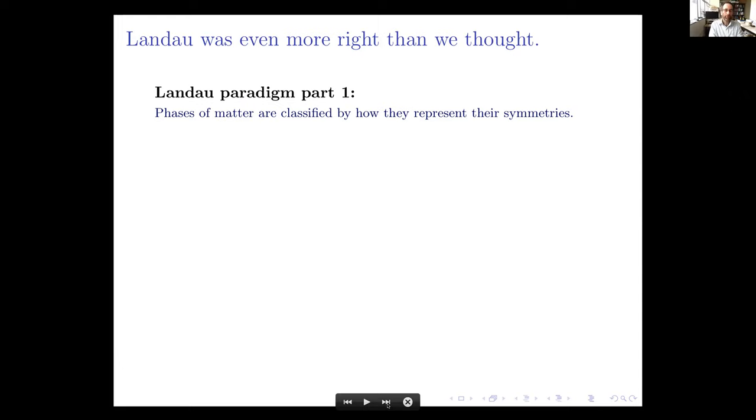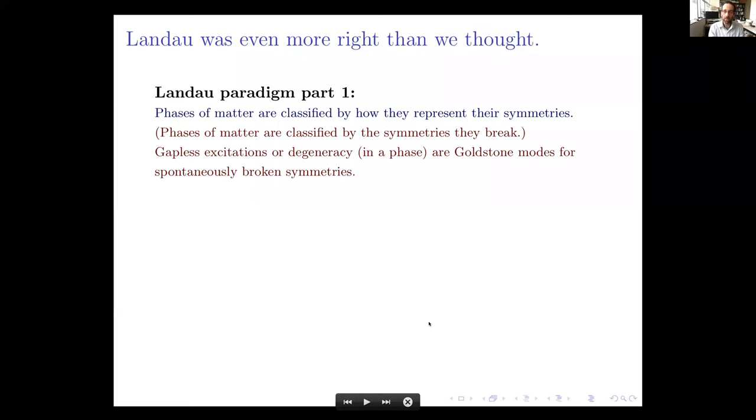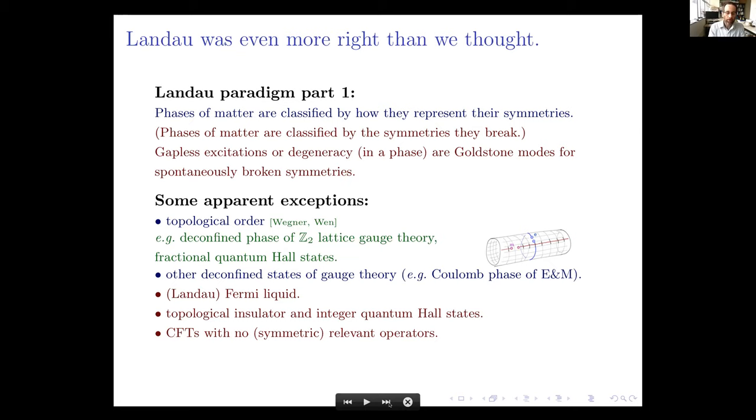So let me say how that works. A safe way to say this perspective is that phases of matter are classified by how they represent their symmetry. So for example, if they spontaneously break a symmetry, that's a way to distinguish them from a phase which does not. A second aspect of that is that if we have in a phase of matter some degeneracy in the ground state, or an extreme version of that, gapless excitations above the ground state, we should think of those as Goldstone modes for spontaneously broken symmetries, either continuous in the case of gapless excitations, or discrete in the case of degeneracy. And there are some apparent exceptions to this perspective on the world, some of which have been known for a long time. Maybe the most prominent of which is topological order, which is the possibility that there's a degeneracy.